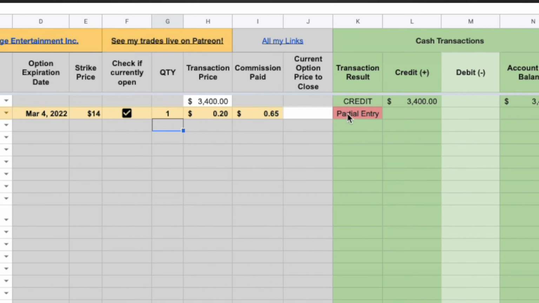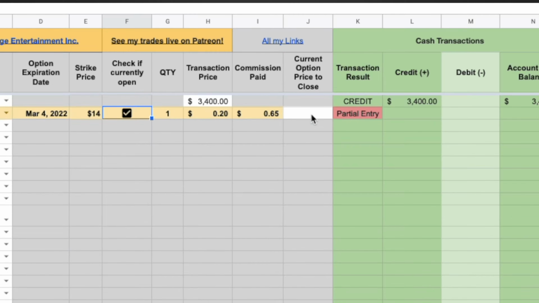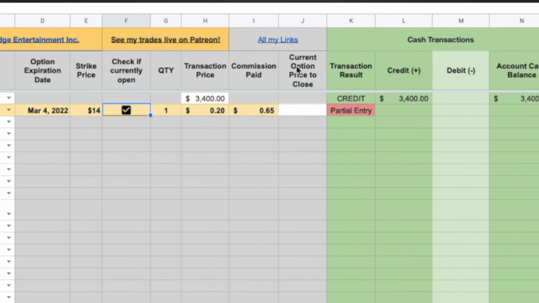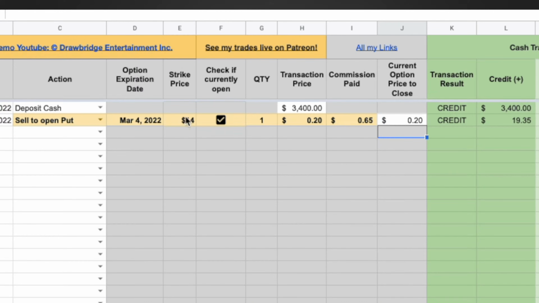Now it also shows that this is a partial entry, and the reason for that is because if it's a currently open position, then it needs to have a current price. So it's the current option price to close. Even though I just opened it for 20 cents, what I collected, if I wanted to close it, it would also cost me 20 cents. So I'm going to fill in 20 cents. These are all entered in positive numbers.